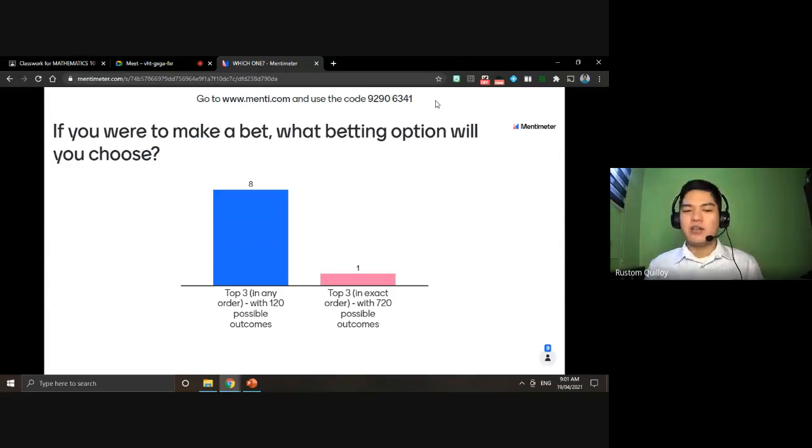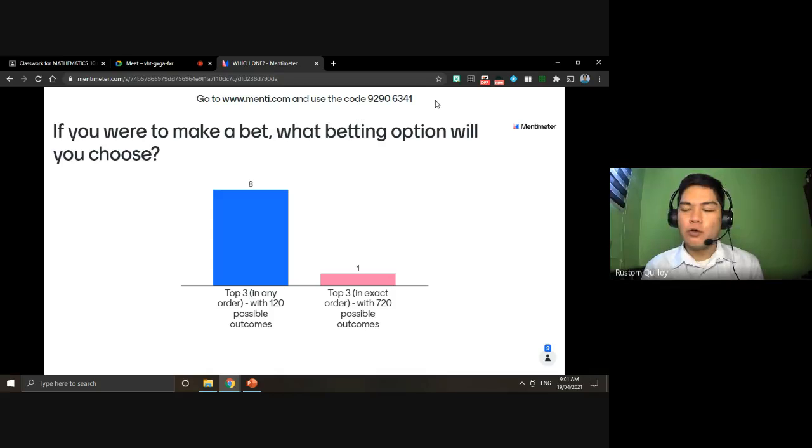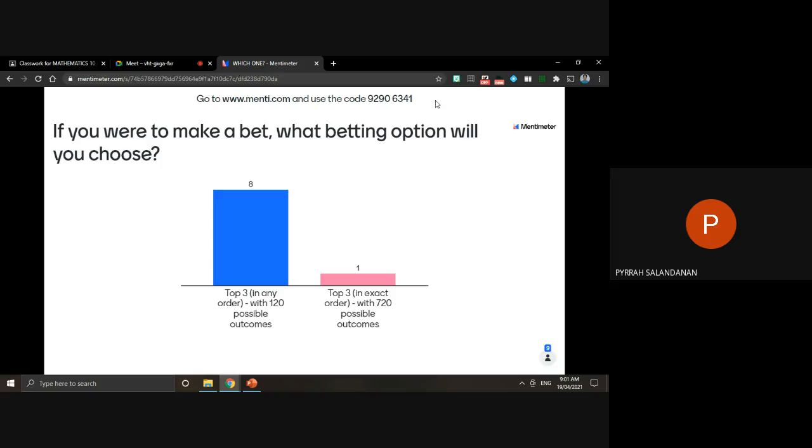Okay, majority of you will bet on the top 3 in any order. Who bet on the top 3 in exact order? Of course, not mine. Let's just go with the top 3 in any order. Why would you bet on the top 3 in any order and not the top 3 in exact order? Yes, Pyra? Sir, there are fewer possible outcomes. So fewer possible outcomes means more chance of winning.